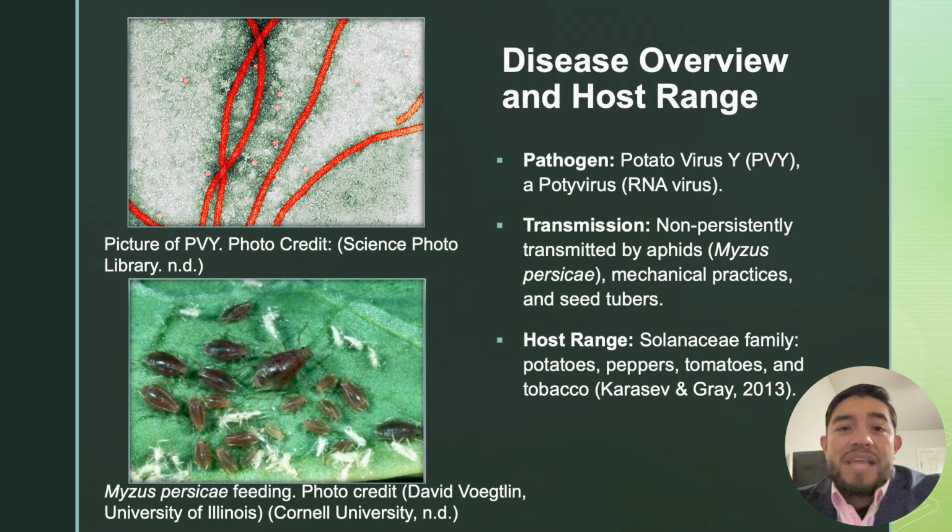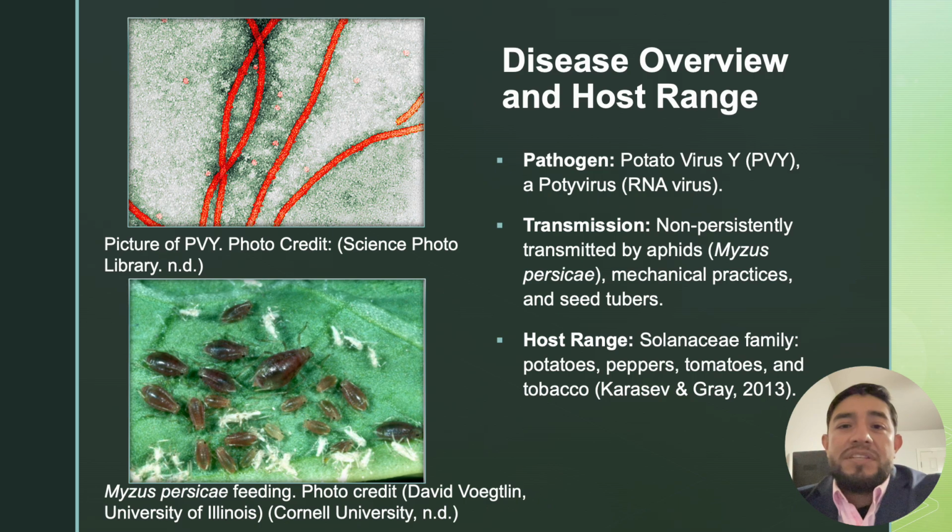Switching gears, let's examine our second pathogen, potato virus Y, or PVY. Unlike the bacteria we just discussed, this is a potyvirus, a type of RNA virus. It primarily infects the Solanaceae family, making it a nightmare for growers of potatoes, peppers, tomatoes, and tobacco. The most critical vector here is the green peach aphid, Myzus persicae.